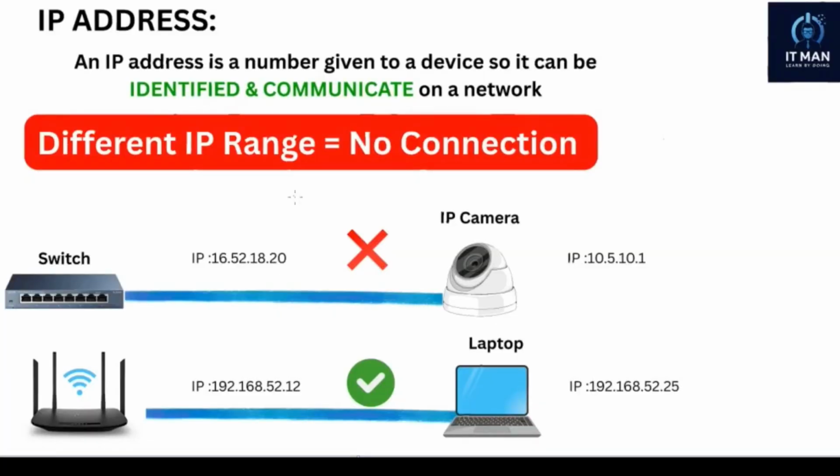IP address. An IP address is a number given to a device so it can be identified and communicate on a network. You have to keep in mind that different IP range equals no connection. You have to be in the same IP range in order to establish a connection. Just like in this example, the switch and the camera are on different IP ranges, so there is no connection. But the router and laptop are in the same IP range, so we are getting a connection between them.